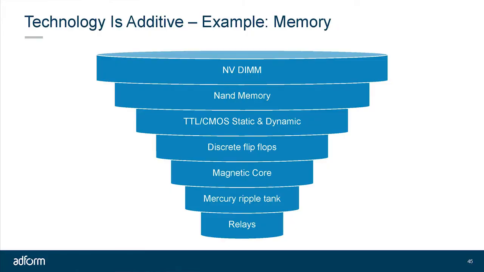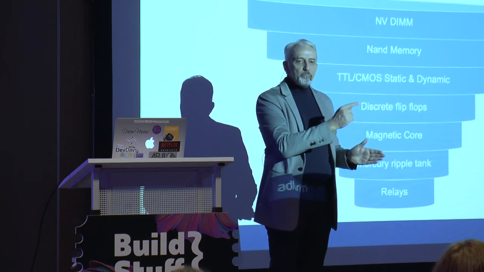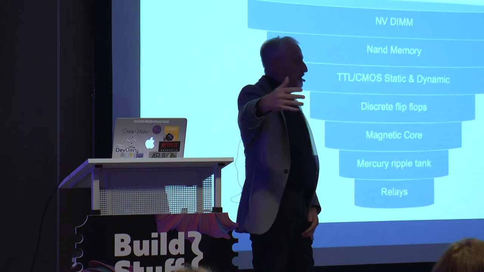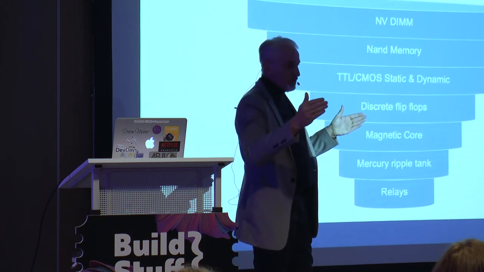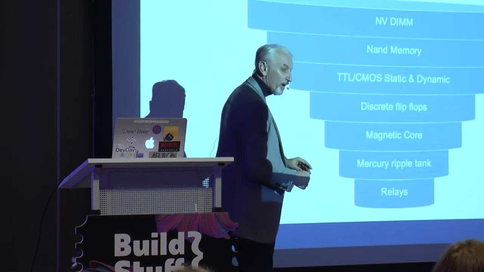The next point is that technology is additive. The technology that you learnt 38 years ago, you can still draw on in later life. So let me give you an example in memory. The original memory that we had was mechanical relays. Then there was a mercury ripple tank. And you're all looking at me, what? There was a transducer at the one end of a long tank of mercury, and it would vibrate, and those vibrations would be bits stored in the wave in the tank. And at the other end, there was a transducer. So while it was stored in the mercury, it was a serial memory. You're looking at me, what?